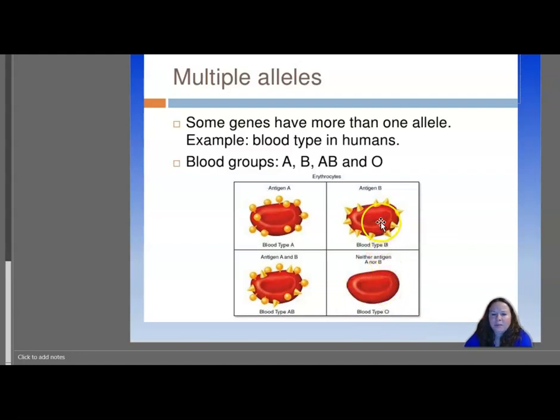So O can give to A, B, and AB without problems, but not vice versa. And AB is the universal acceptor, because AB can accept from O, from AB, from A, and B, because there's no weird proteins on the outside that will make the immune system attack. All right, so how are we going to do these problems? Let's take a look at that next.